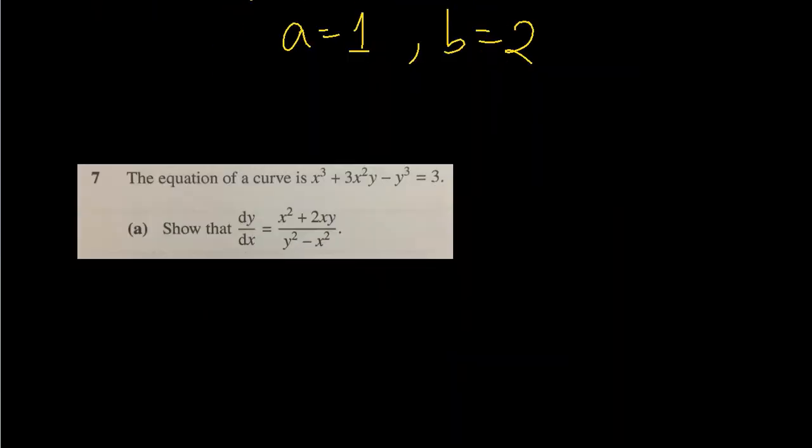Moving on to the next question. Number 7. The equation of a curve is given. Show that dy over dx is this. So since x and y are combined here, we have to use implicit differentiation.